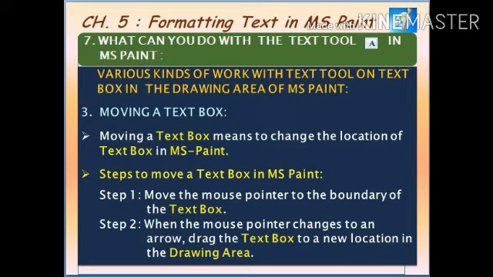Moving a text box. What is moving a text box? Moving a text box means to change the location of text box in MS Paint. What are the steps to move a text box in MS Paint? Following are the steps to move a text box in MS Paint. Step number 1. Move the mouse pointer to the boundary of the text box. Step number 2. When the mouse pointer changes to an arrow, drag the text box to a new location in the drawing area.